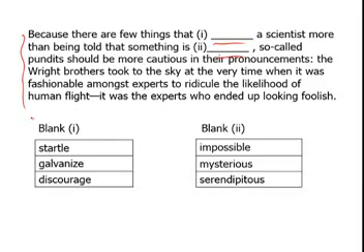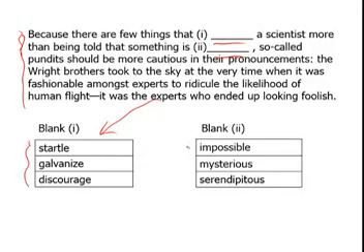"Because there are a few things that blank a scientist more than being told that something is blank, so-called pundits should be more cautious in their pronouncements." It's at this point where it's really tempting to plug in these answer choices. In fact, our eyes are kind of reading and also being drawn downwards. And I always tell people just cover the answer choices because they are meant to trap you. So you could easily say, well, because there are a few things that startle a scientist more than being told something, or discourage, or whatever that word is, galvanize. Any of them can work. And the same goes for the second blank.